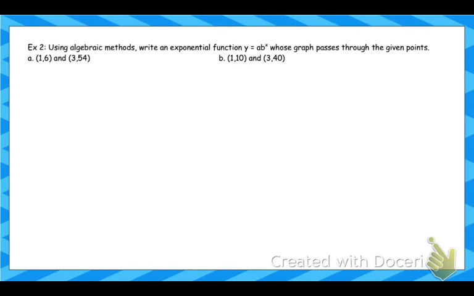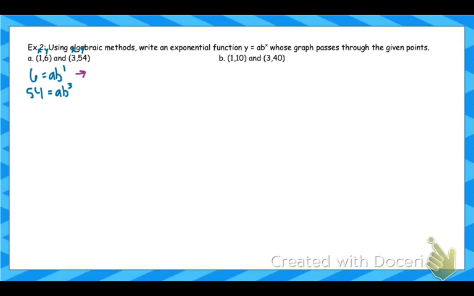So I'm going to write a system. 1, 6 is an x and a y. So I can have an equation where 6 equals ab to the first. I can have another equation with that x and y where 54 is equal to ab to the third. And then all I need to do is solve this system. Substitution is going to be the easiest method here. If you look at this first equation, it's pretty easy to get either of those variables by itself. You can get a or b by itself just by dividing.